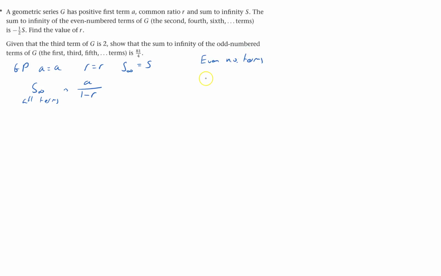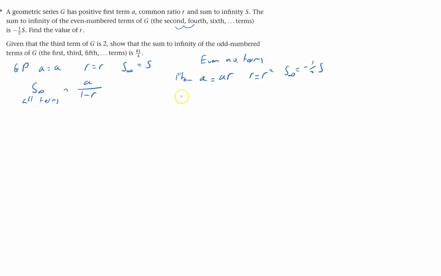The first term will be the second term, so the first term will equal AR. That doesn't mean A equals AR, it just means the first term. Okay, let's put our first term. And my R now, I've got to times it by twice. So I've got to times it by R and then times it by R again. So R will now be R squared. The sum to infinity is minus a half of S.